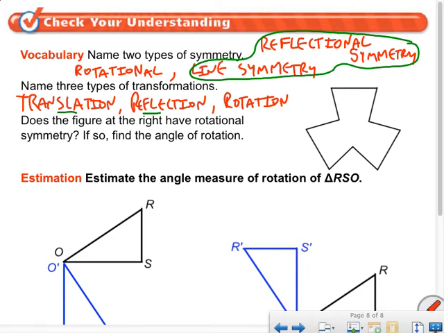Okay, does this figure have rotational symmetry? Yes, I agree with you. And then if it does, find the angle of rotation. How do we find the angle of rotation? How many positions would look like the original? 3. So we're going to take 360, a full rotation, divide by 3, and then what is the result going to be? Oh, my bad. Why did I put 5? Did I say 3? You said 3, but you put 5. All right, 3. And so what's the degree of angle of rotation? 120 degrees.